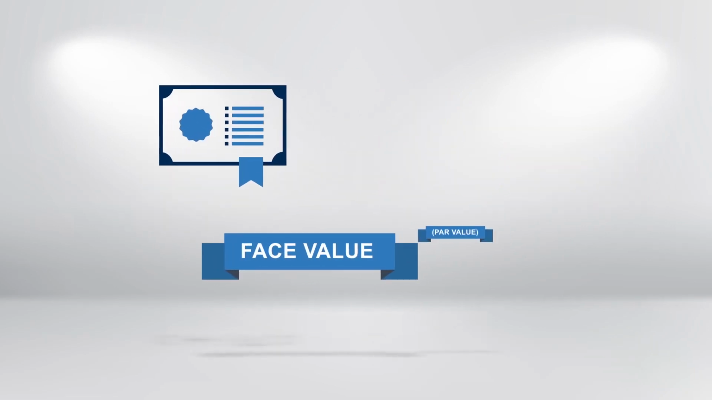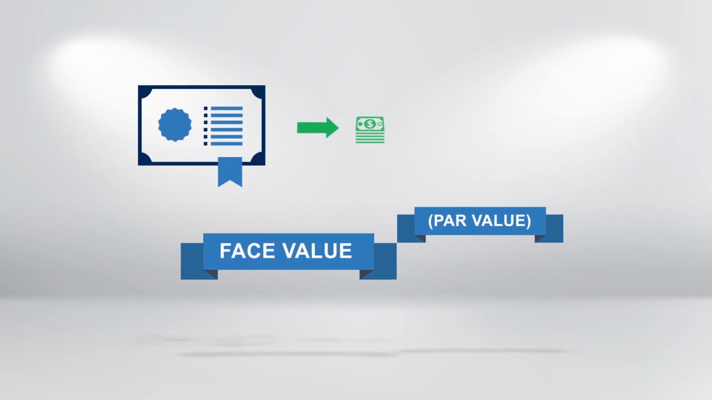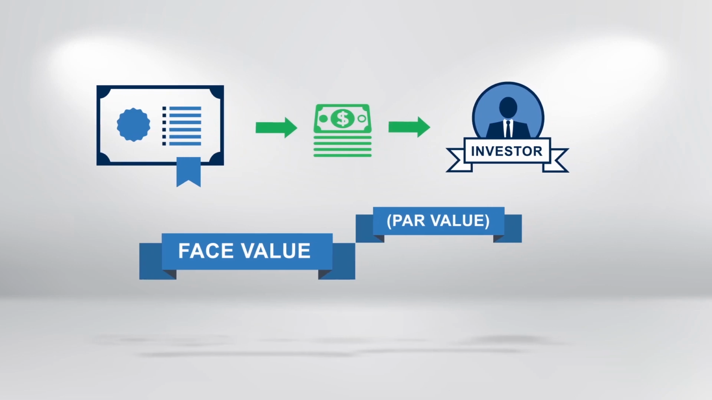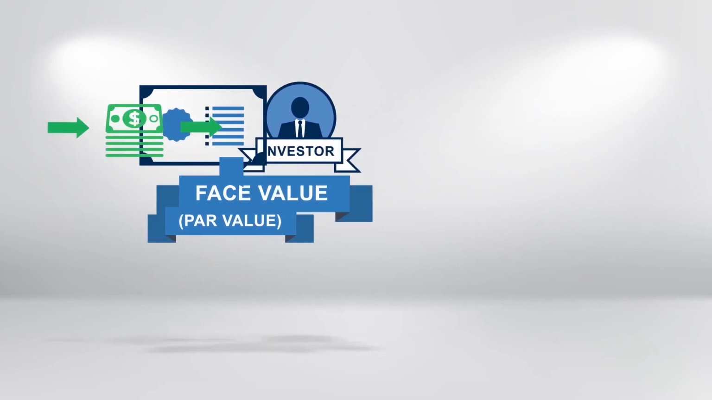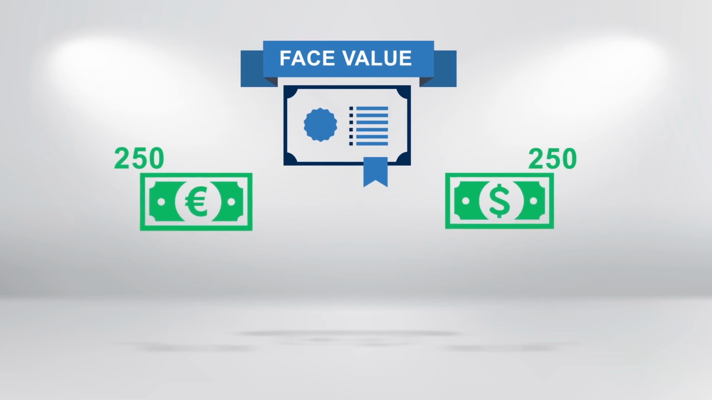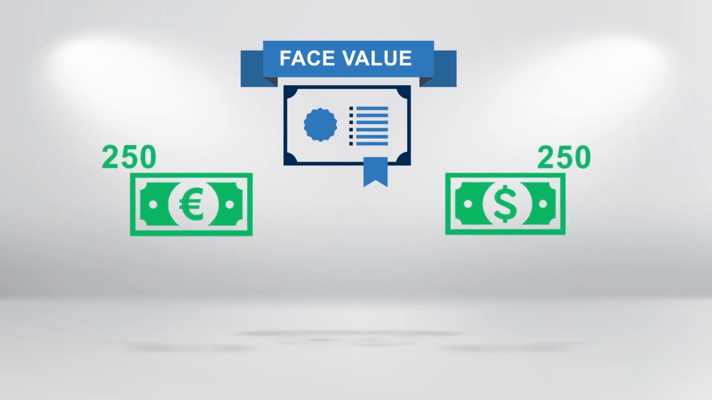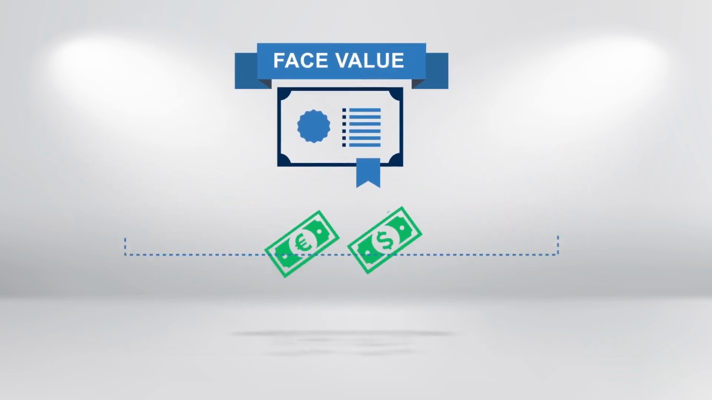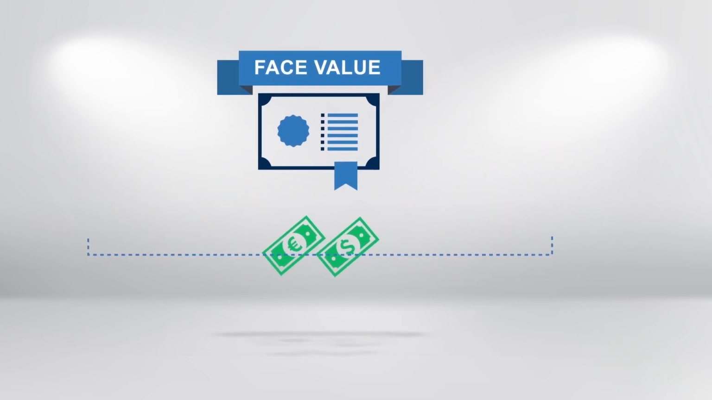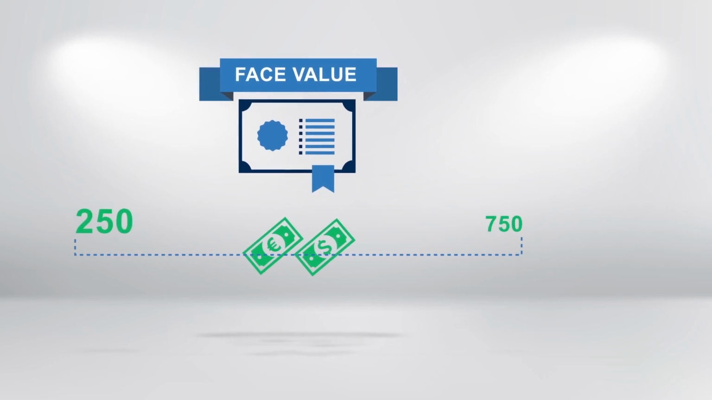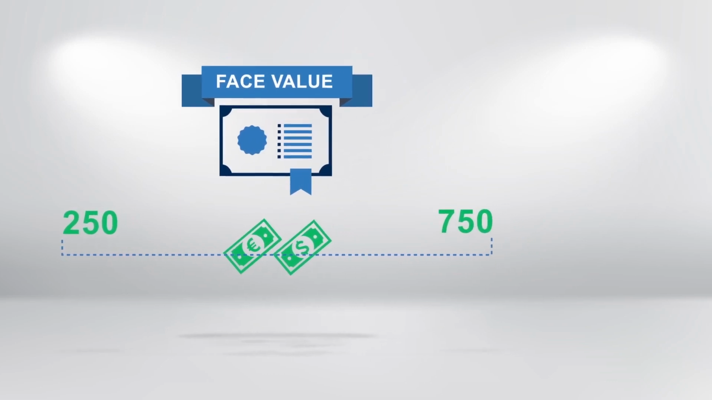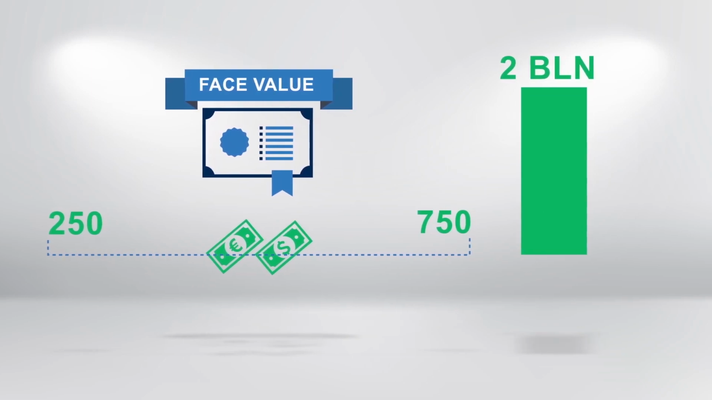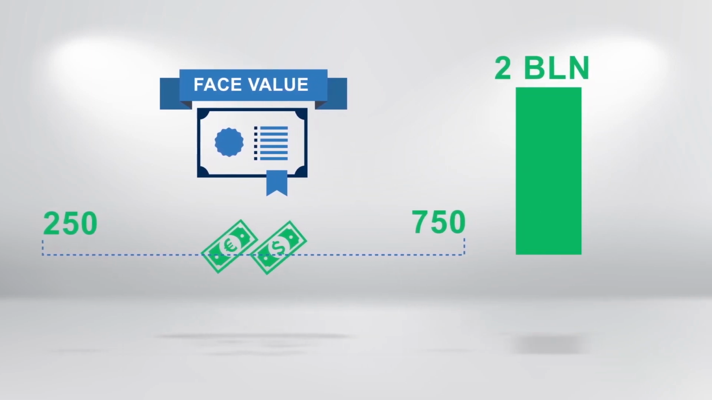The bond principal is also referred to as the face value or par value. It's the amount that the investor will get back when the bond matures. Typically, bonds are issued with a minimum total principal amount of 250 million euros or dollars. The most frequent issued amount is between 250 and 750 million euros or dollars. But some large corporations have issued bonds with a principal amount of 2 billion euros or dollars.